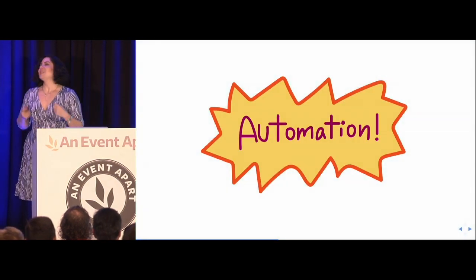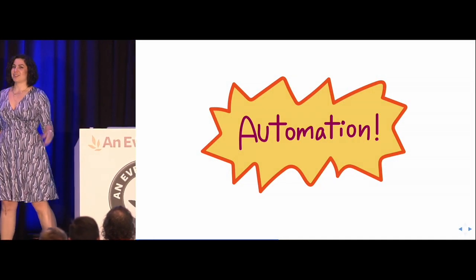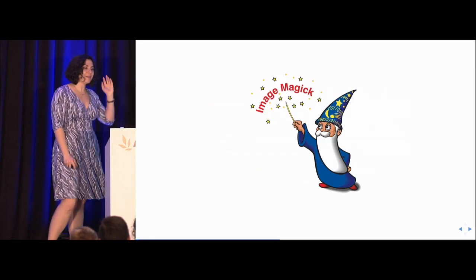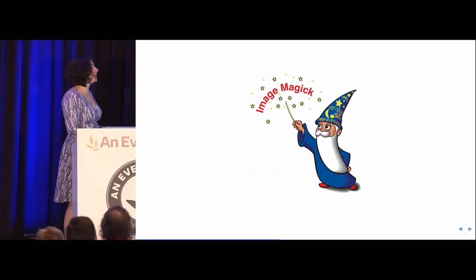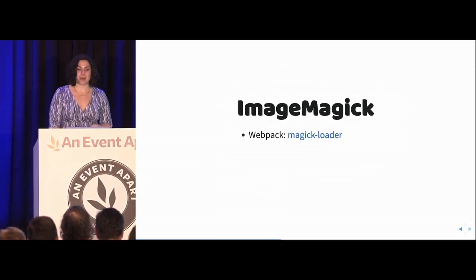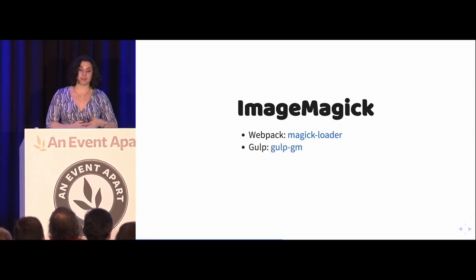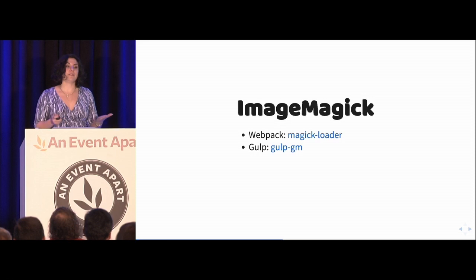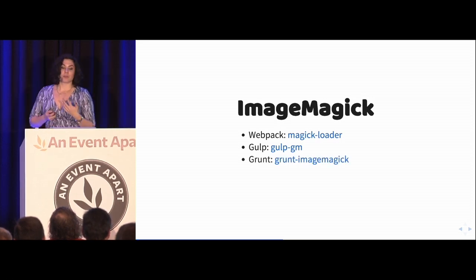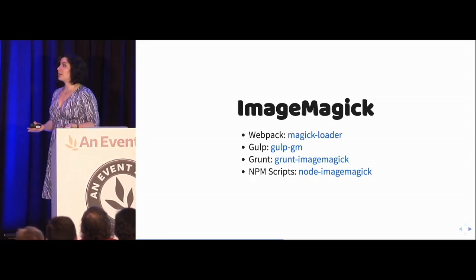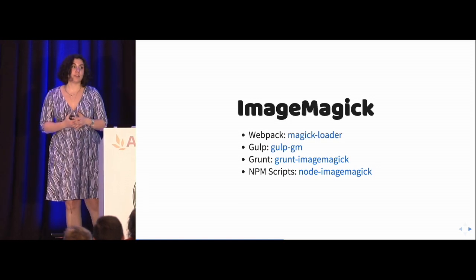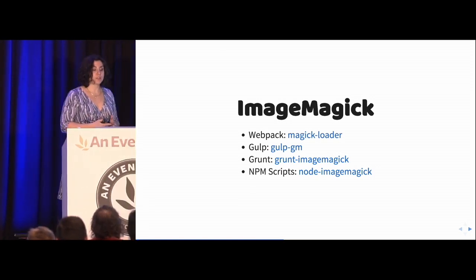The first thing I want to talk about is automation. Everyone loves automating. Just write once and forget about it. ImageMagick, which I mentioned earlier, is magical for this. There's a few different ways to use it. You can use it in Webpack with your dev setup. You can use it in Gulp if you have Gulp as your environment setup. Grunt, you can just run npm scripts. So if you have Node running your system, you can just write an npm script.